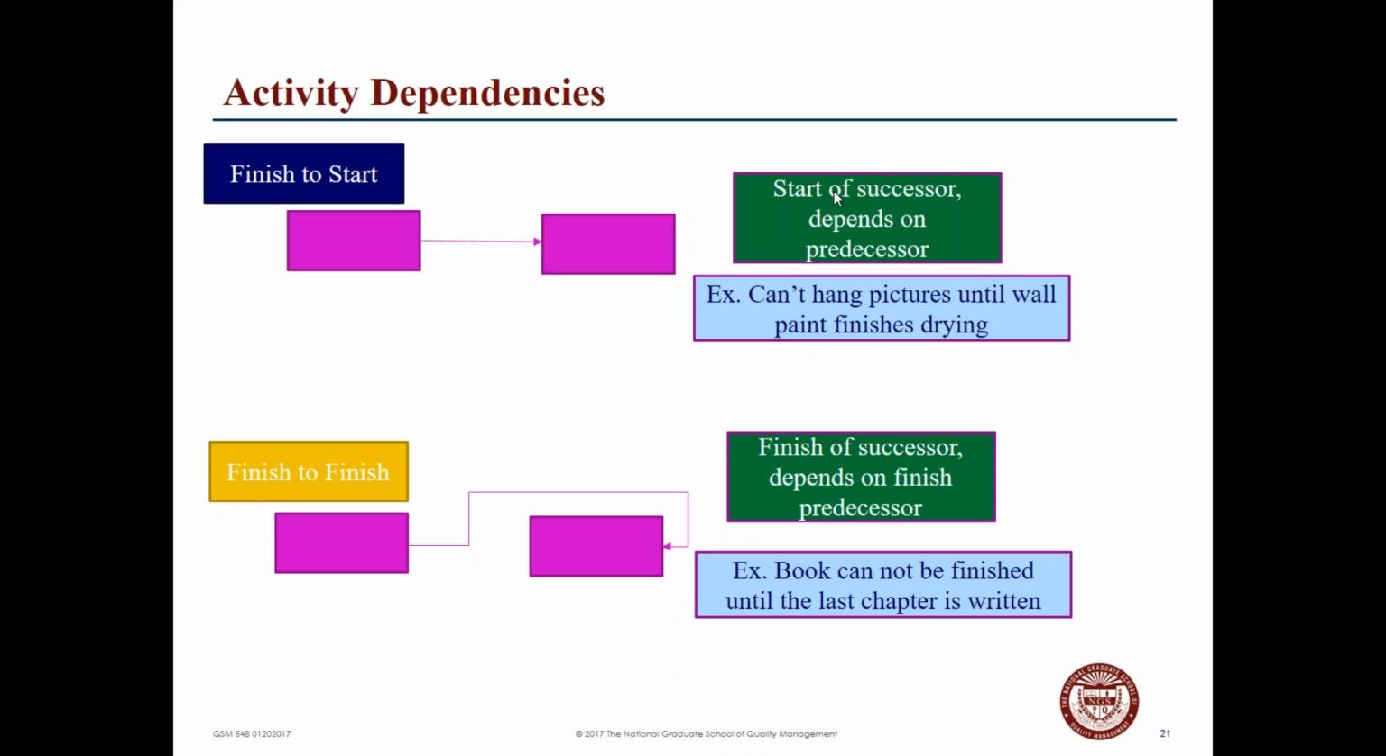as we look at the start of a successor, it depends on a predecessor. For example, here, you can't hang pictures on the wall until the paint on the wall finishes drying. Make sense? And that's a finish to start. So the finish task would be to hang the pictures on the wall, but you can't do that until the previous task is completed.